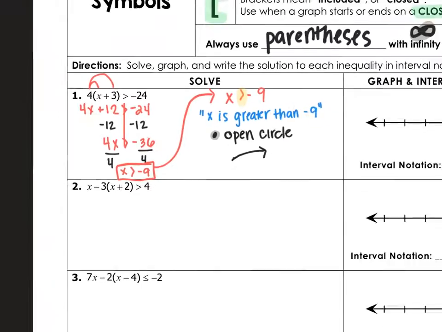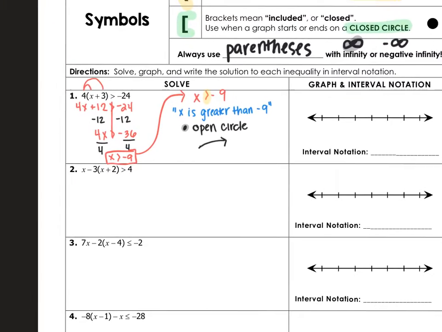So let's look at our graph. We're going to start with writing negative 9 in the middle, and then let's fill in the other numbers. So negative 8, negative 7, negative 10, negative 11. And we said that this is a greater than symbol, so it's going to be an open circle on negative 9. And greater than goes to the right.